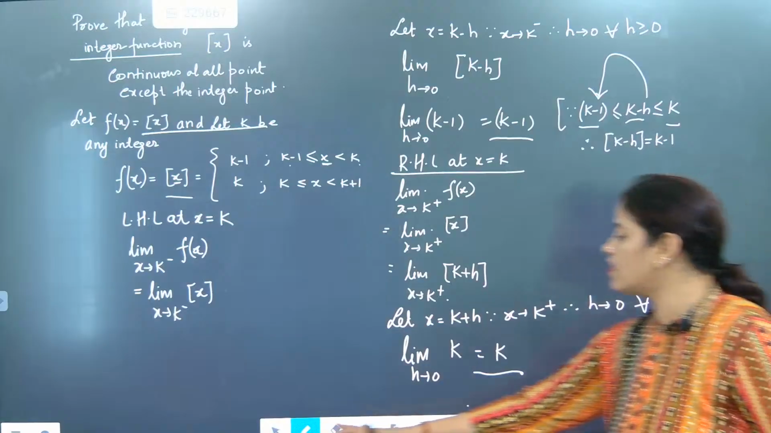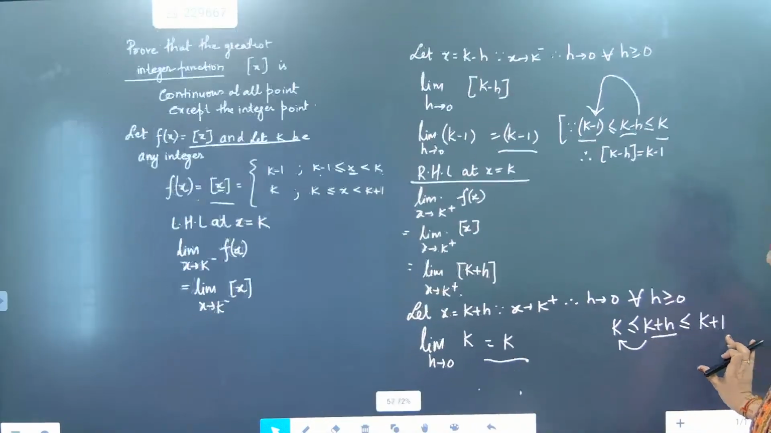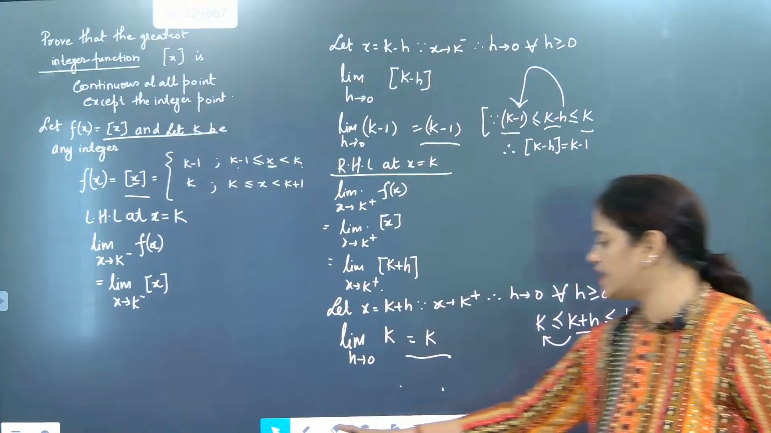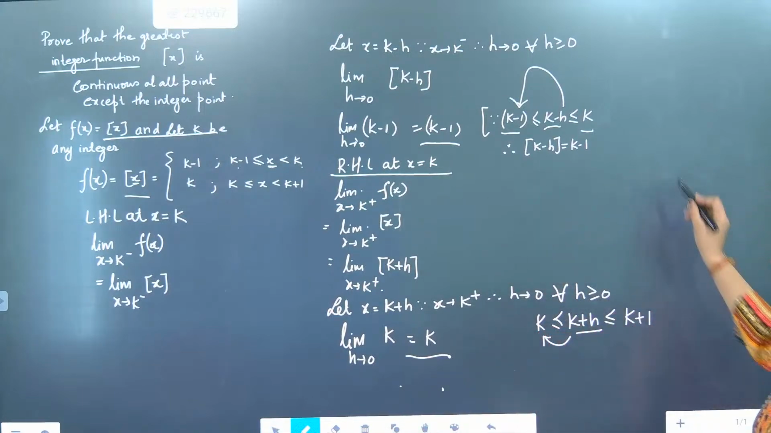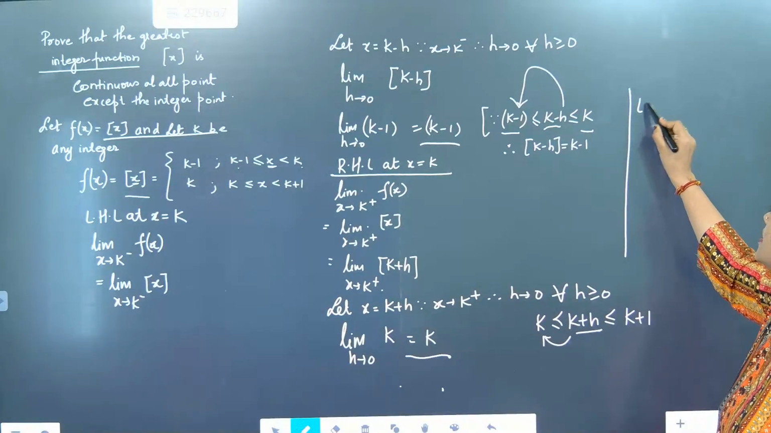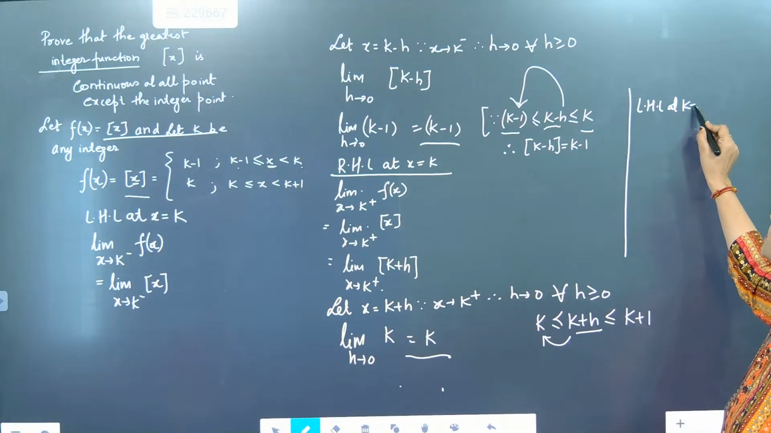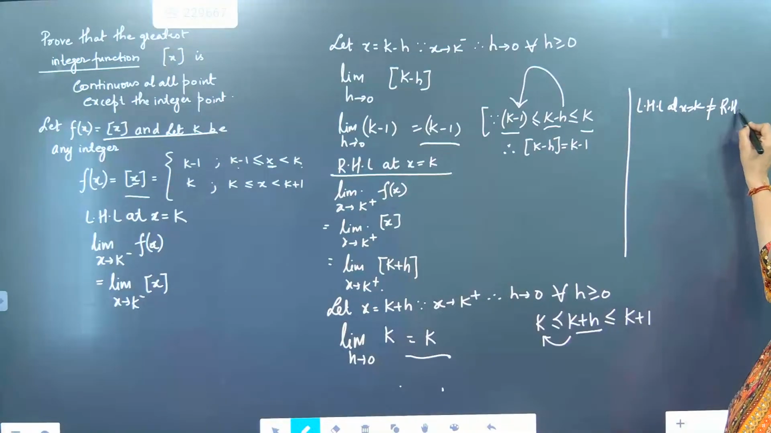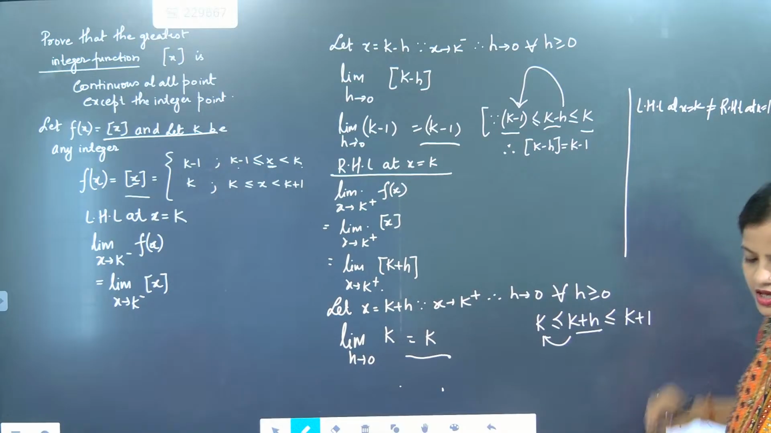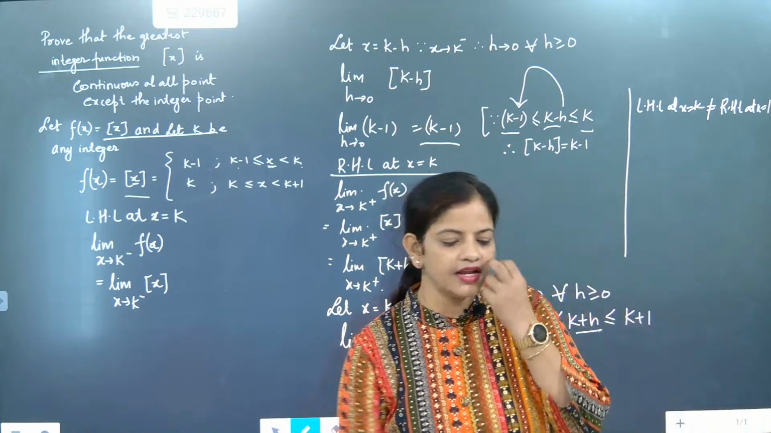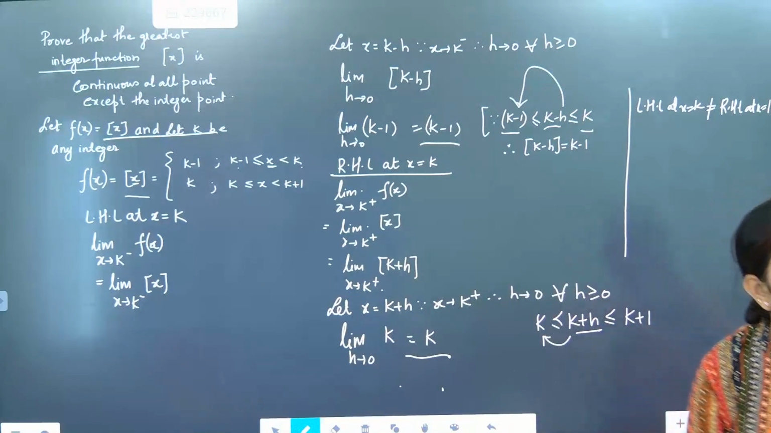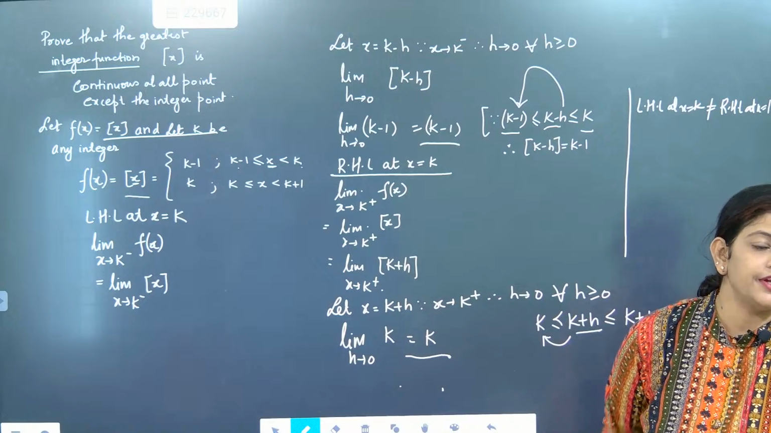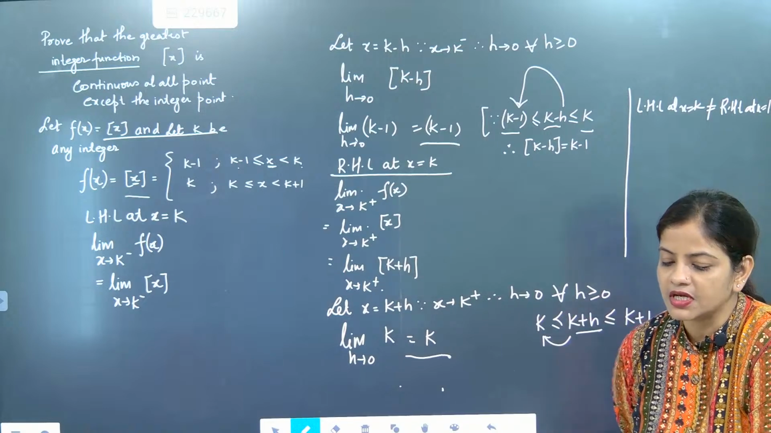That means, what is the final overall conclusion we have drawn? Our conclusion is LHL at x is equal to k is not equal to RHL at x is equal to k. Come on, note down this one. And this is only coming for which one? Integer. It is coming for integer. Note down, please.